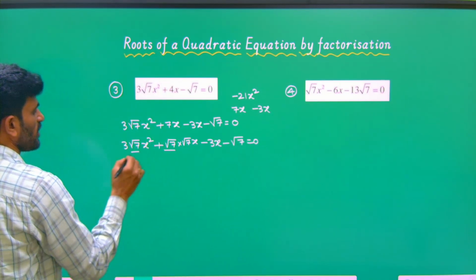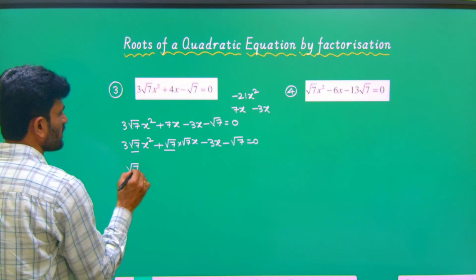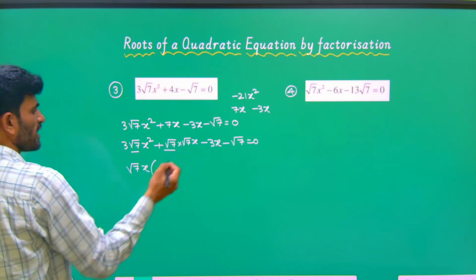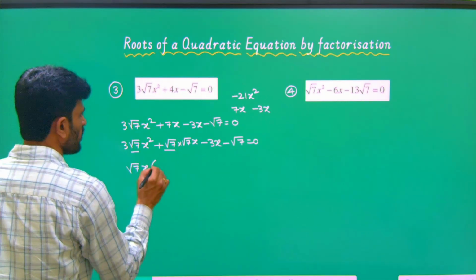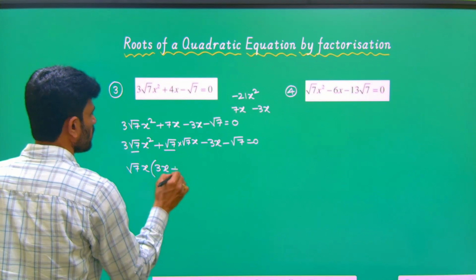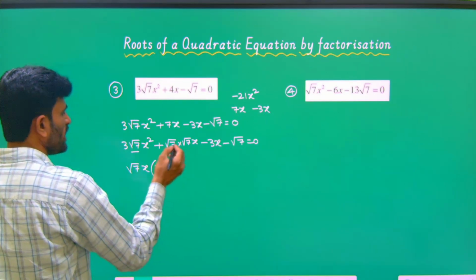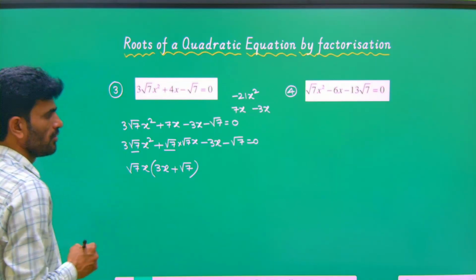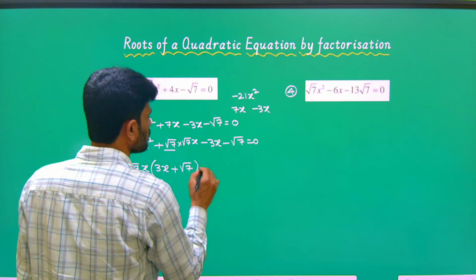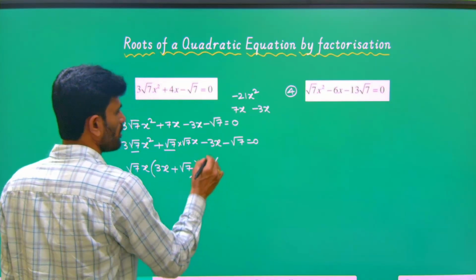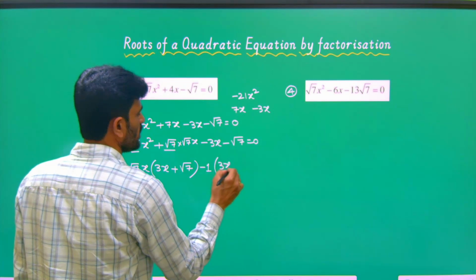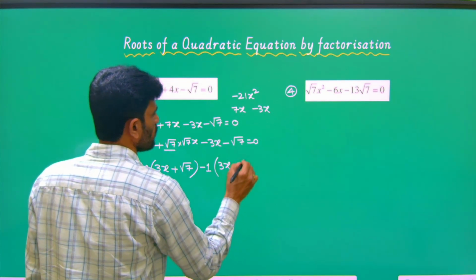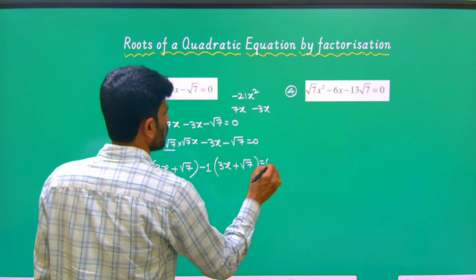In the first two, we can take root 7x common because root 7 and x will be common in the first two. And what will be left here? 3x plus, here already root 7x is common, one more root 7 will be left. And in the next two, only minus 1 is common. Minus 1 is common, then what will be left? 3x plus root 7 is equal to 0.